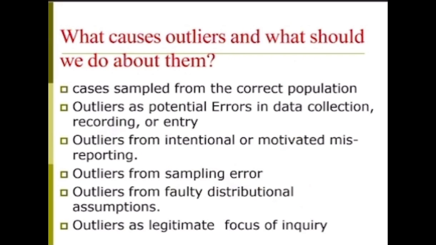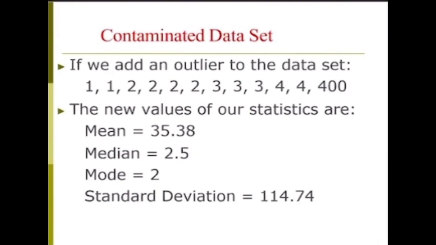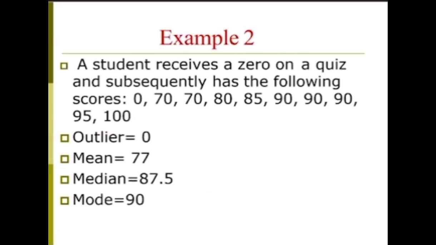And what are we going to do? We don't just throw it away. You have to read this, so this answers your question. An outlier could be a legitimate focus of inquiry. Now I want to walk you through this. If there's no outlier in the data set, the mean, the median and the mode are very close, right? Now I put in an outlier. Oh my God, I just put 400. Look at the mean. The mean is not a good measure when an outlier is present. And if the mean is not a good measure, you cannot trust the standard deviation either. Now this is the example that I gave you the other time.